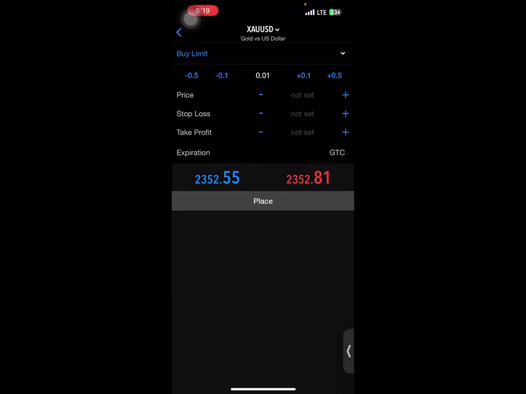So the market is currently at 23.52. So let's say we want to buy limit at 23.50. For a buy limit, your SL is always going to be lower than your entry points. So let's do 23.47. And your TP is always going to be higher than your entry points. 23.56, 58, 60. All right, so I just dropped it.